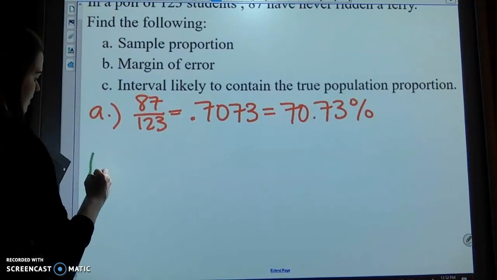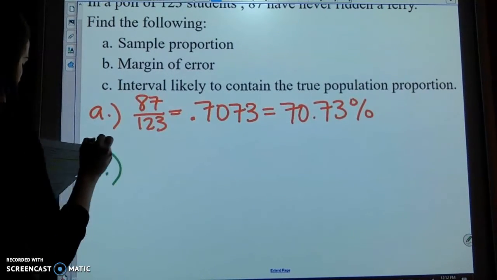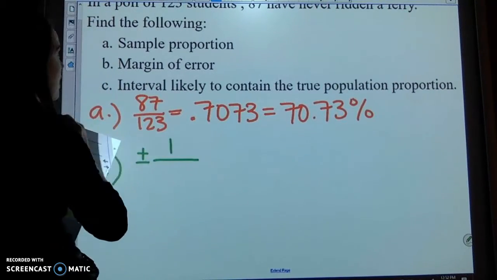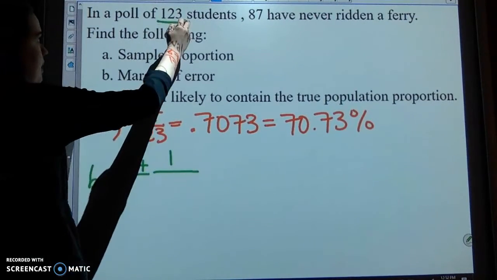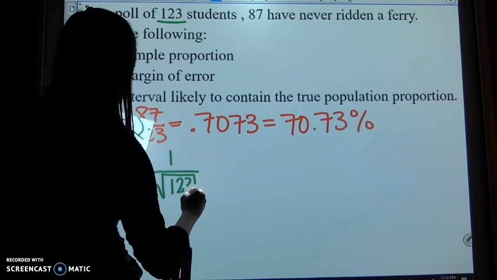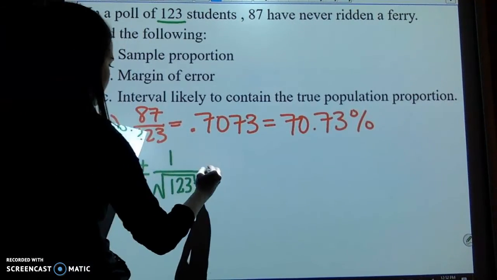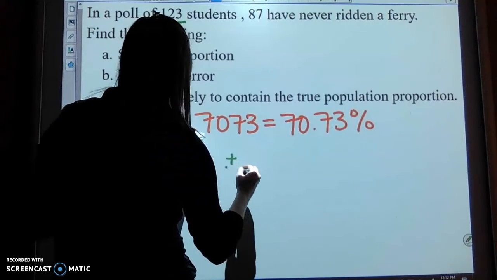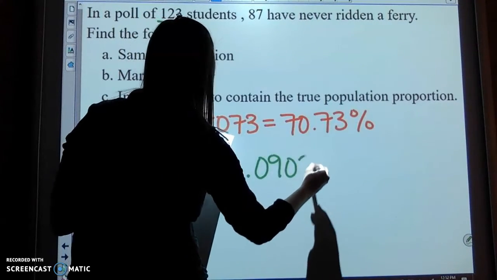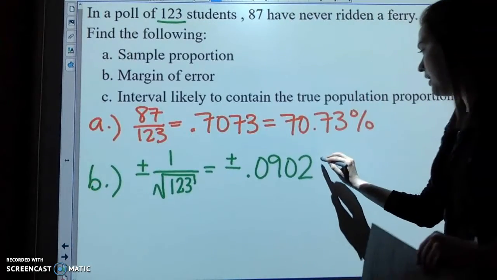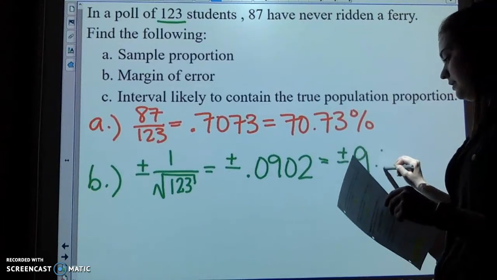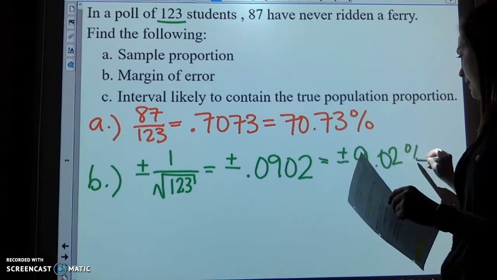For part B, we have to find the margin of error, which is positive or negative 1 over the square root of our sample size, which is 123. That gives us approximately positive or negative 0.0902, which then becomes positive or negative 9.02%.